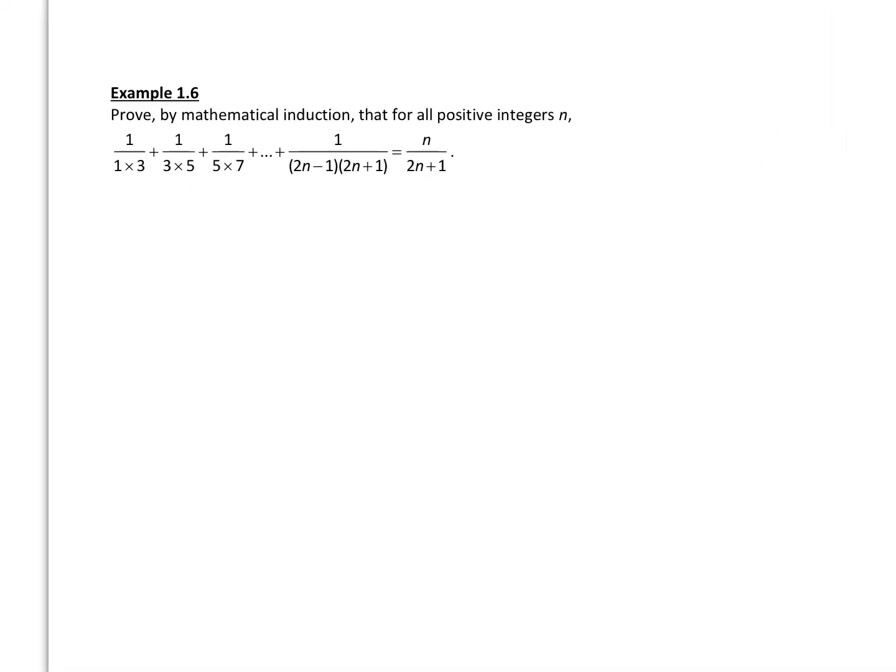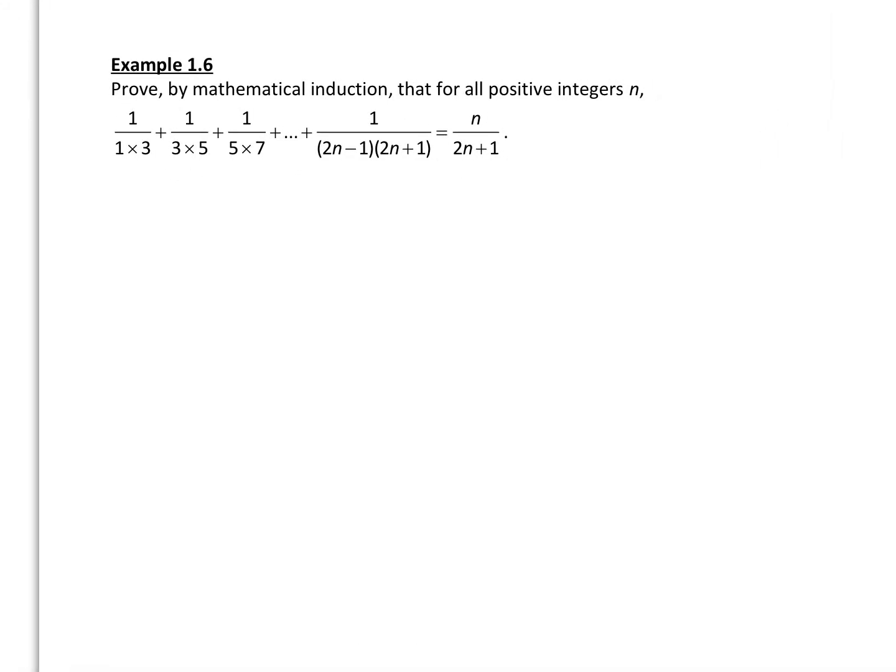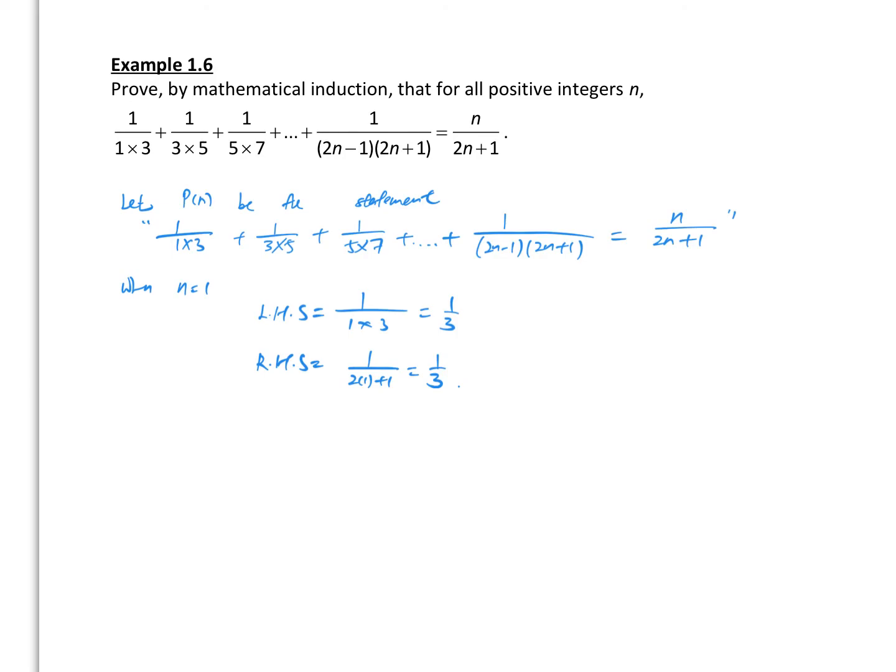Okay, next page, example 1.6. Maybe you can pause the video and do it by yourself and check your answer. First two steps. Step 1, let P of n be the statement. Copy down the question. Step 2, when n is equal to 1.